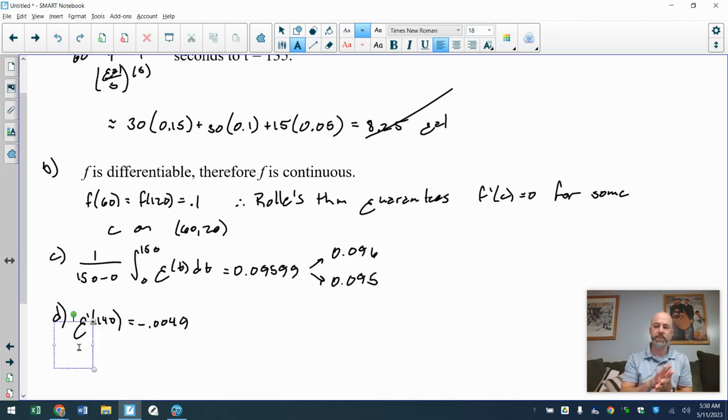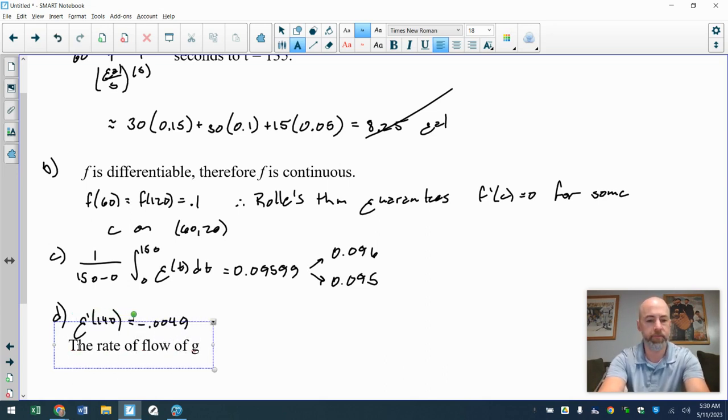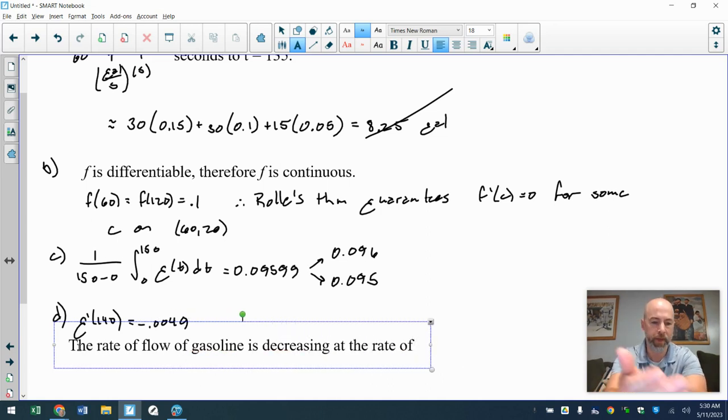We have to specifically say what G represents. So instead of saying G is decreasing, I'm going to put in words what G is, and G is the rate of flow of gasoline is decreasing at the rate of 0.0049. Now, because I have the word decreasing in my explanation, I am not putting a negative in front of that value. If you want to say the rate of flow is changing at the rate of negative 0.0049, you can do that. So let's see, the rate of flow is decreasing at the rate of 0.0049. And because I did the derivative of the rate, this would be in gallons per second.